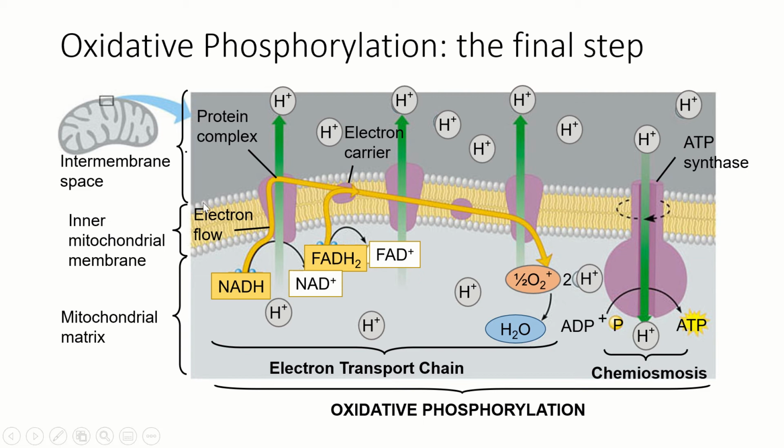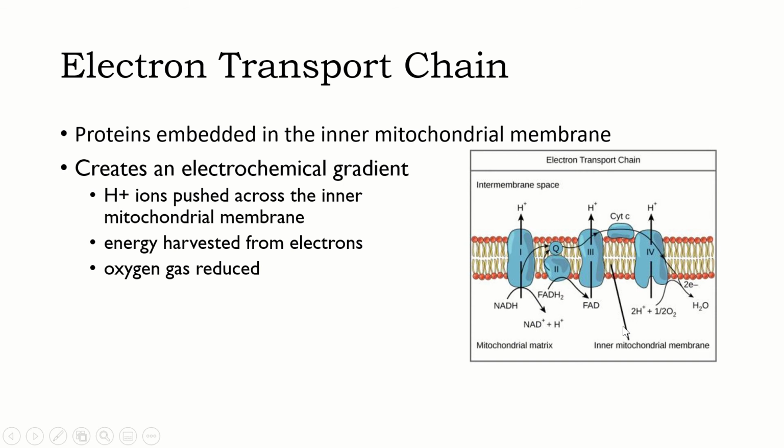All right, so here is our inner mitochondrial membrane. Notice that we have a bunch of proteins that are embedded in this membrane. These are the proteins that are going to do this process of the electron transport chain and oxidative phosphorylation. The intermembrane space is out here, and the mitochondrial matrix is in here. So we're going to break down all of these steps, and then this final step we're going to do in a separate recording.